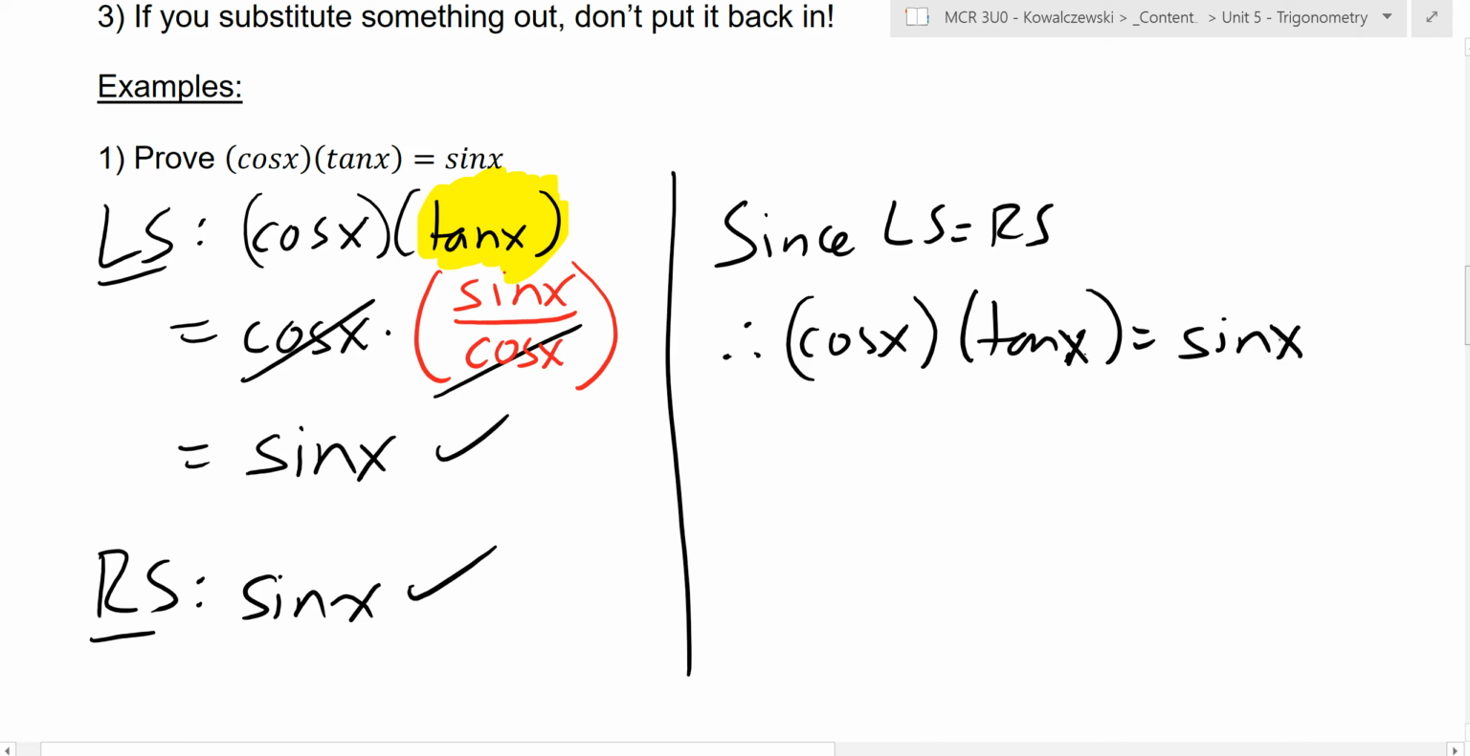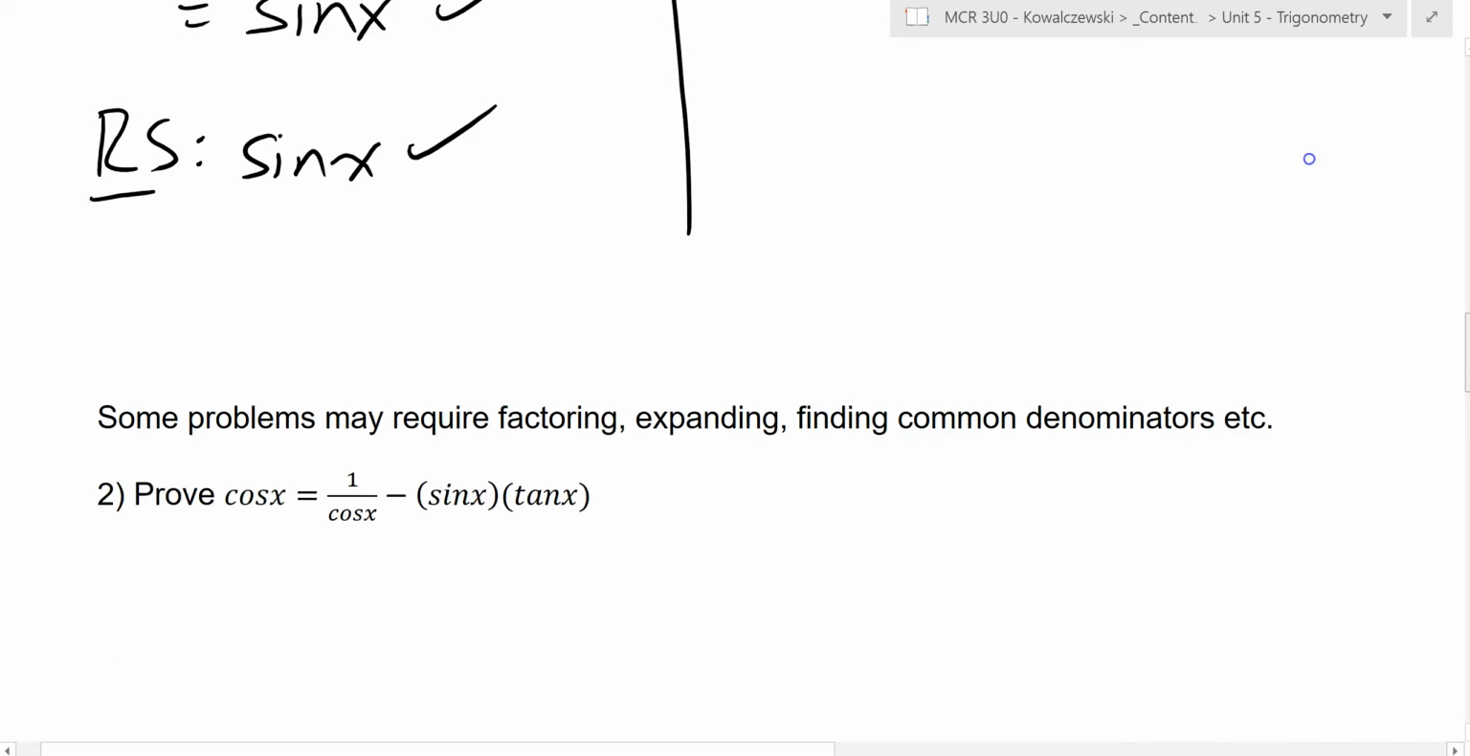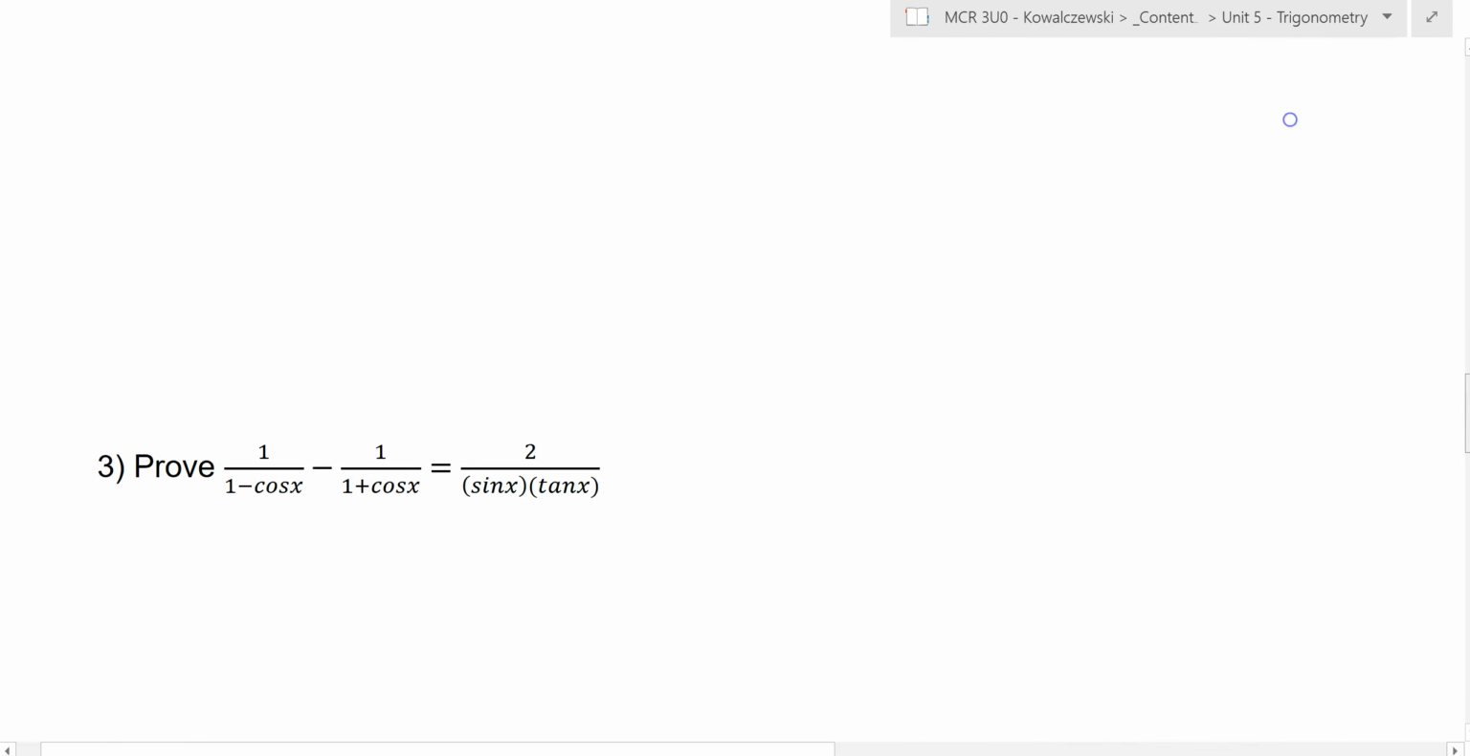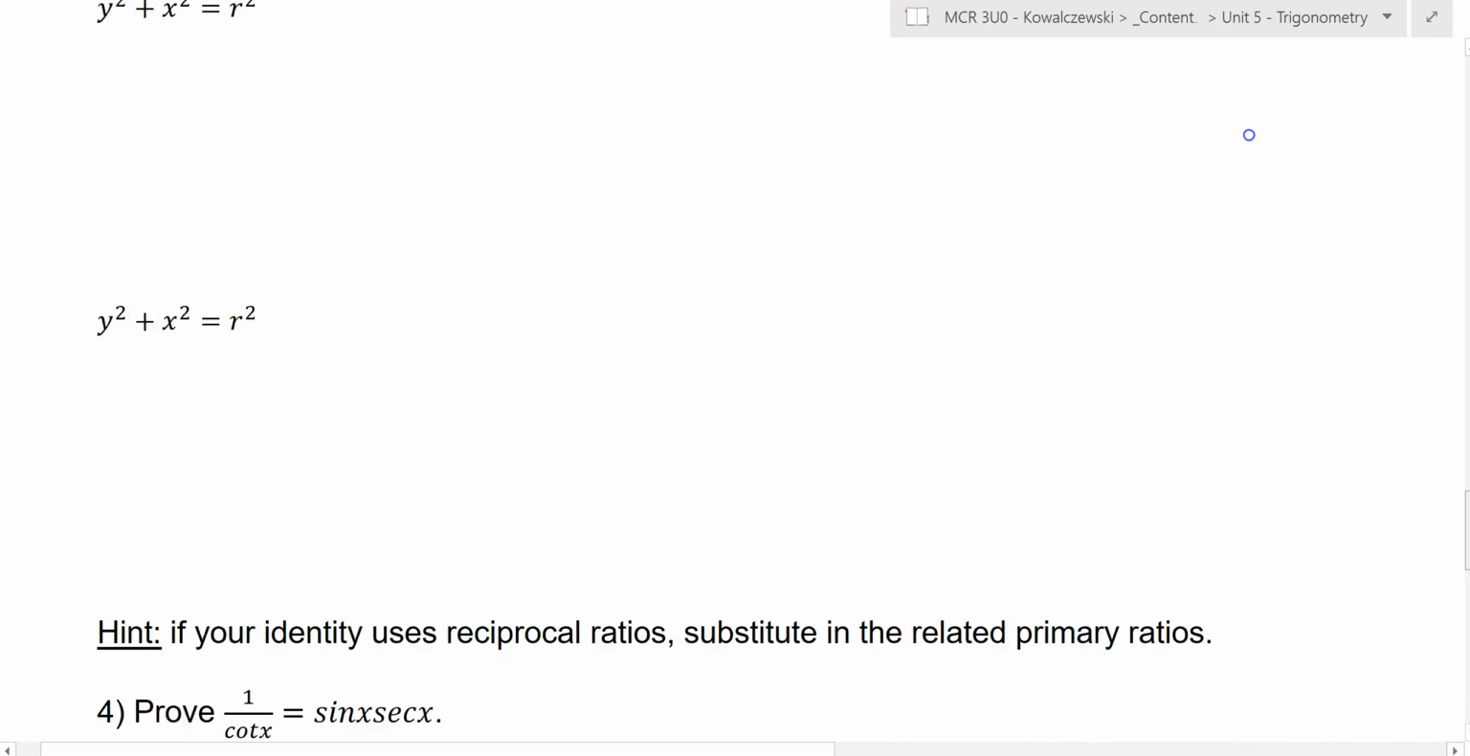Now, this is one of the easier trig identities that we'll have. It only involved one substitution and then one more step for simplifying after that. But some of our trig identities might involve both of the identities that we learned. It might involve factoring or expanding or a whole bunch of things. So we'll go through the rest of these examples tomorrow in class, but make sure you understand what I had here in the video.